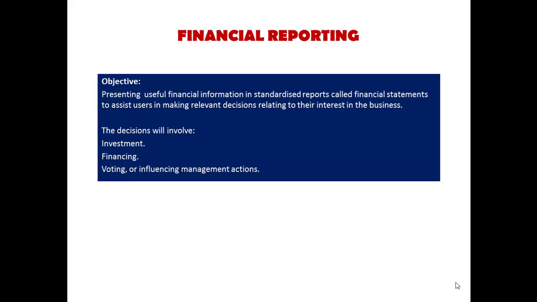So what is financial reporting? The objective for financial reporting is to present useful information in standardized reports called financial statements to assist or aid users in making relevant decisions concerning their interest in the business. So the decisions will involve investment and or financing and or voting or influential management decisions depending on who the user is. So shareholders will make investment decisions. Banks or lenders will make financing decisions. Management or shareholders will also make voting or influencing management actions.